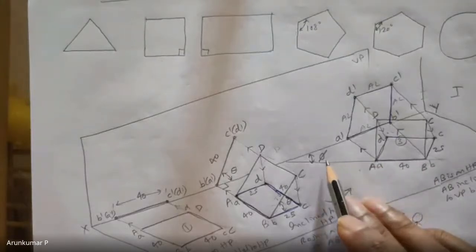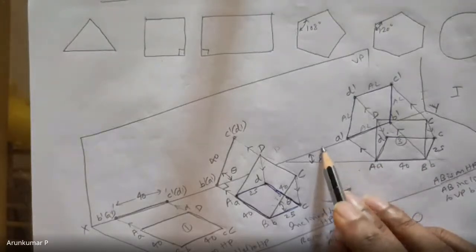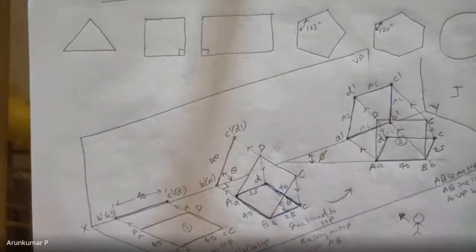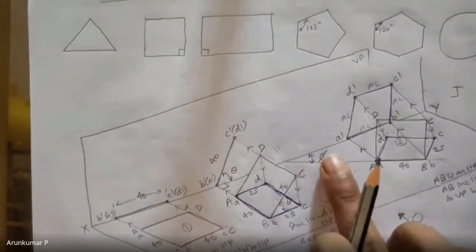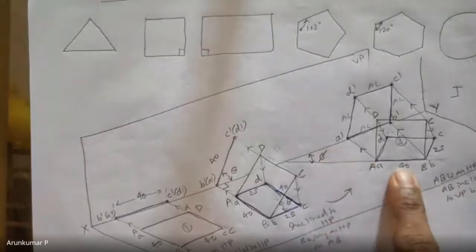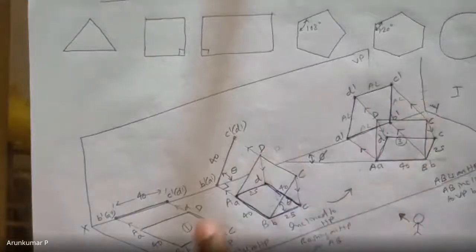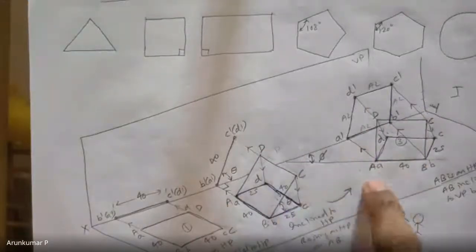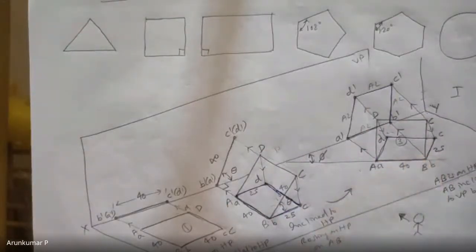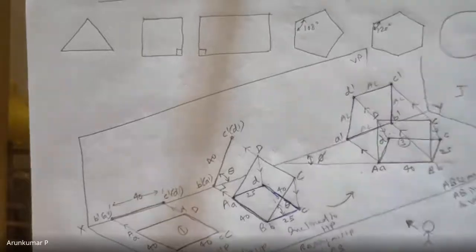So 45 degrees is phi. Theta is 30 degrees, phi is 45 degrees. There is an edge, AB, which is resting on HP. The same problem that we have solved in 3D now has to be solved in 2D, so the front and top views will be the same. Let us see how this can be done in two dimensions.